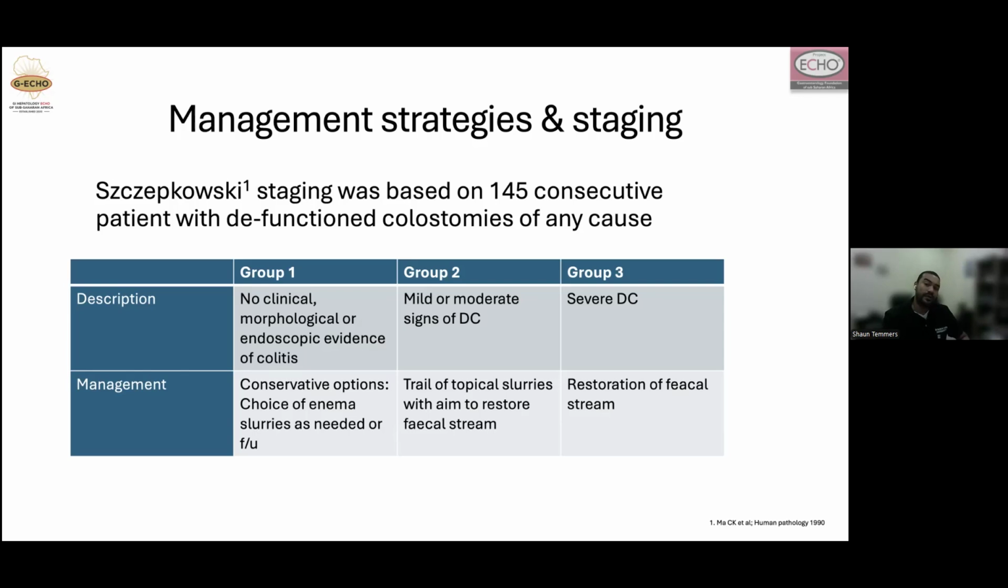The other 2 groups were divided into those that had a severe form of the disease, where the image is quite comparable with an acute severe ulcerative colitis, or where there is early ulceration, swelling, and edema that you can see in the mild and moderate group. For these patients staged into group 2, a trial of topical slurries with the aim then to restore the fecal stream was adopted. These slurries showed to be quite effective, and they contain short-chain fatty acids.